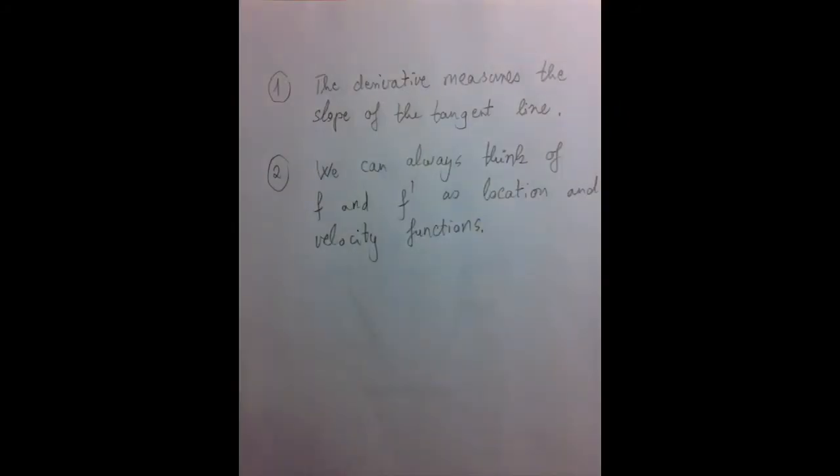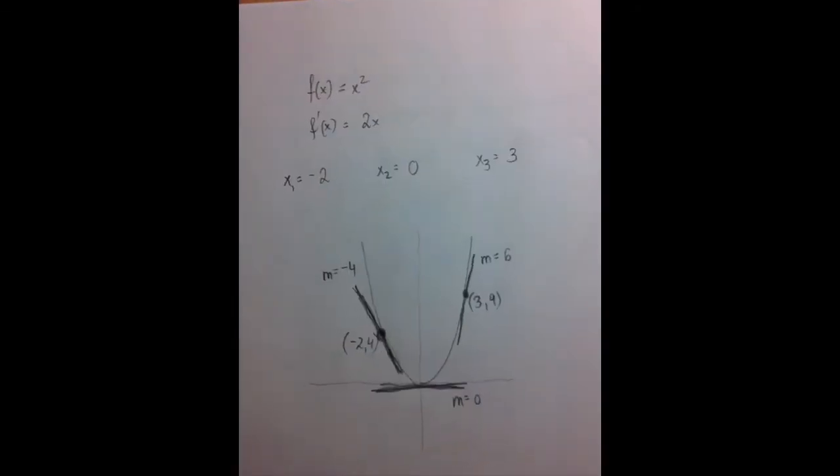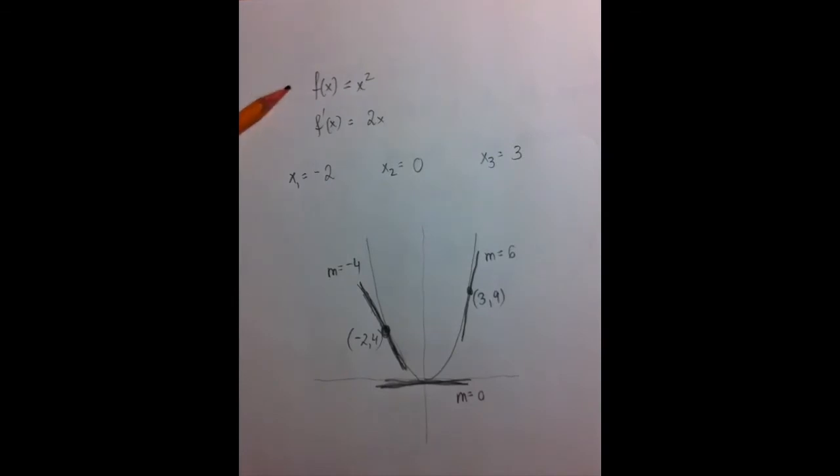So I might have already mentioned that until December, when this course is over, you're not allowed to forget these two ideas. And those are that the derivative measures the slope of the tangent line, and that a function and its derivative can always be thought of as location and velocity functions of the same object. Now let's see what those things mean. Here is an example. f of x is x squared. The derivative of the function is 2x.